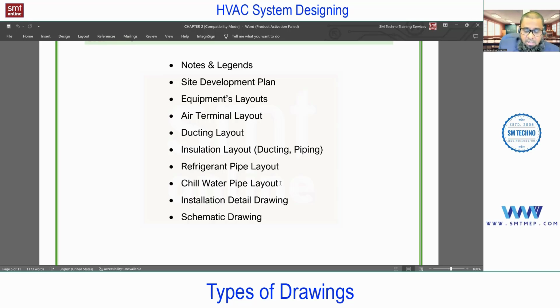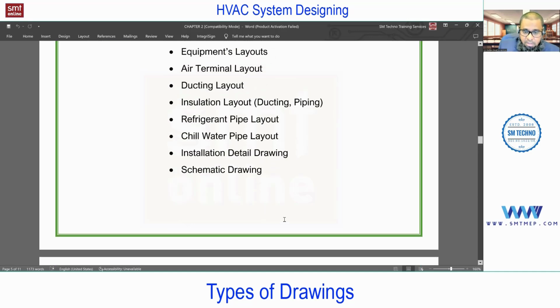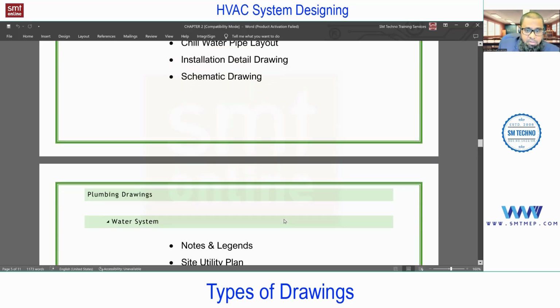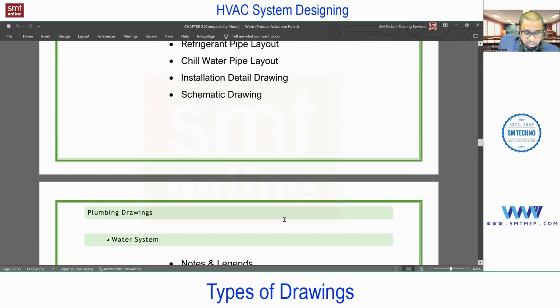Again, the installation detail drawings for installing the AHU, the FAHU, the chiller, and other equipment, and the duct installation and pipe installation detail drawings, which are required on site at the time of execution. We'll learn how to read all this. Schematic drawing, in that you'll find the connection between the AHU, chiller, or the ducting, etc. Okay, so we'll discuss all this. This is just a list to get the idea.